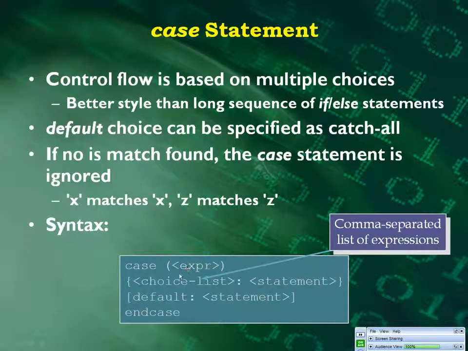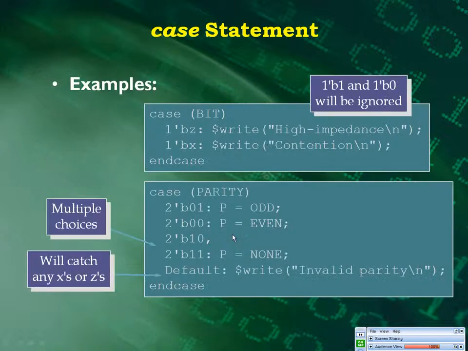Here's the syntax. Case, and then you'll have an expression between parentheses. You'll have what's called a choice list, and this again can be a comma-separated list of expressions. And then you'll have a colon and then a statement, and then you could have multiple of these. That's what the curly brackets mean here for the syntax. The default statement is, of course, an optional statement. That's what the brackets mean here. So let's take a look at some real stuff here.